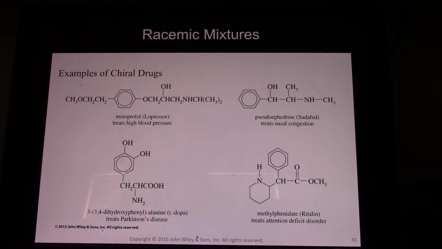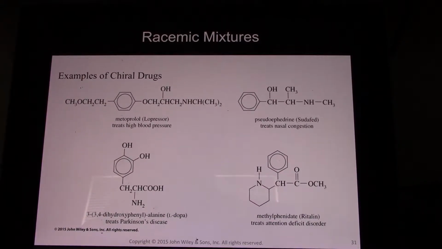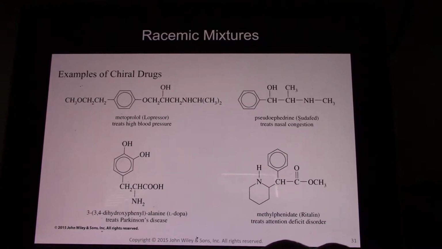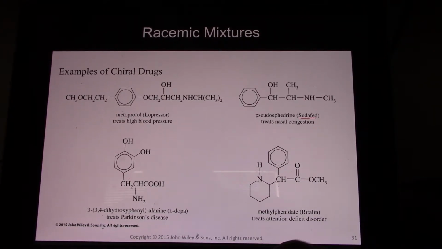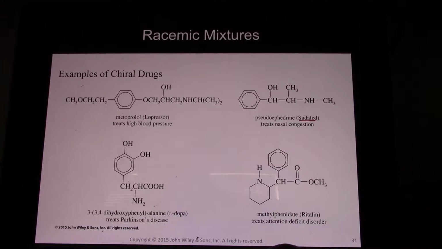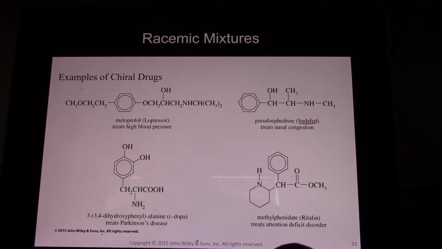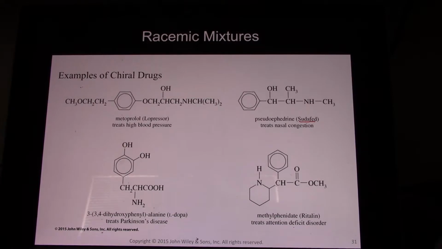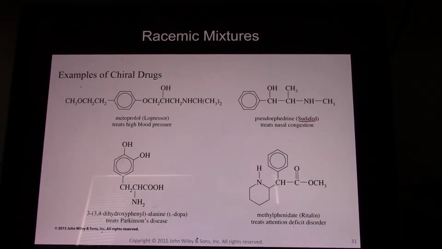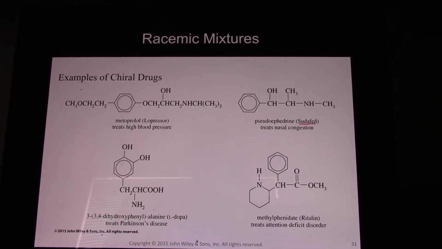Examples of chiral drugs. Here we have metoprolol, which treats high blood pressure. Pseudoephedrine, which is Sudafed, it breaks up congestion. L-Dopa, which is a dopamine prodrug, treats Parkinson's disease. Methylphenidate, Ritalin, treats attention deficit hyperactivity disorder. And all of them are chiral drugs. In general, only one of the optical isomers will be biologically active and the other one won't be.